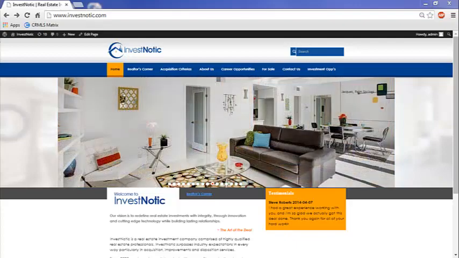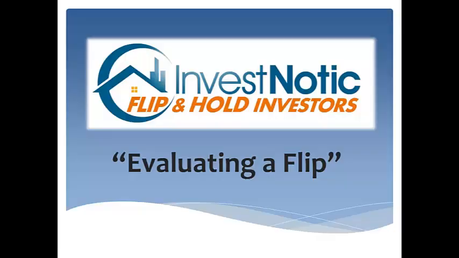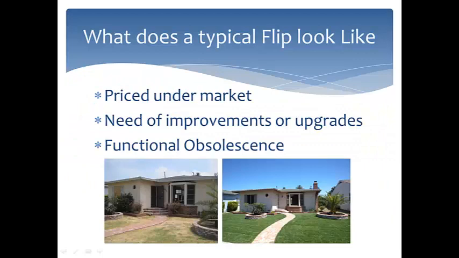Evaluate a flip. So, evaluating a flip for us, what does a typical flip look like? In general, the properties are under market due to conditions, need of improvements, of upgrades. Typical issues that we also see are functional obsolescence. Maybe it's a 2-bedroom, 1-bath home in a typical market where a 3-bedroom, 2-bath will yield the highest resale value.